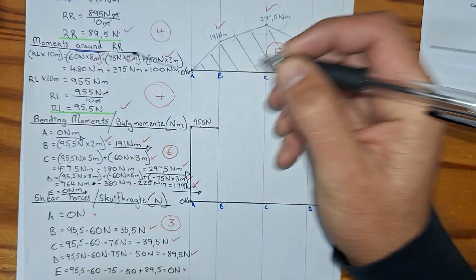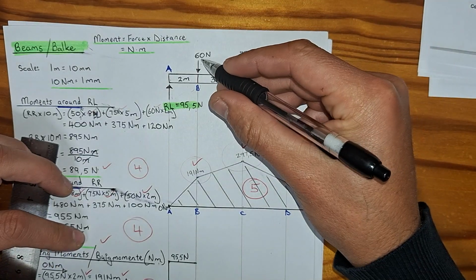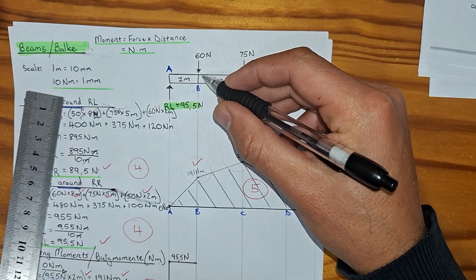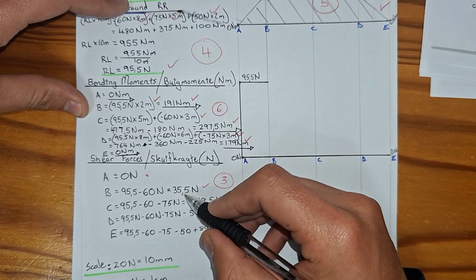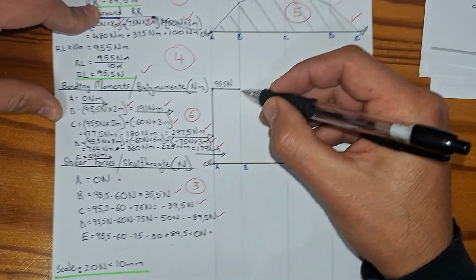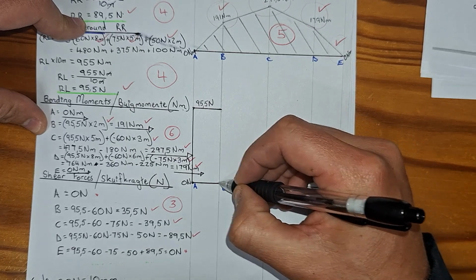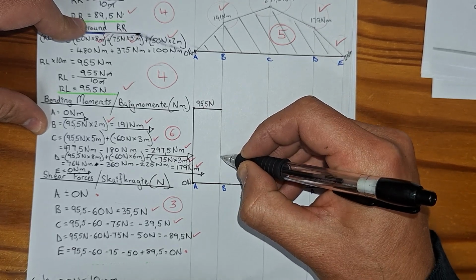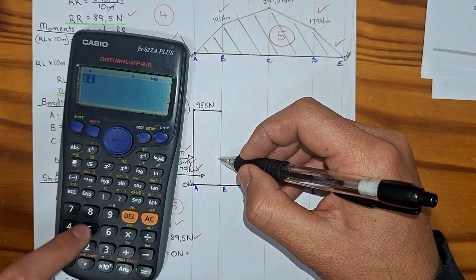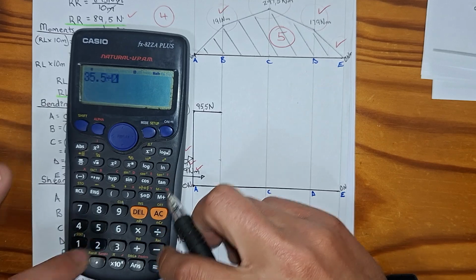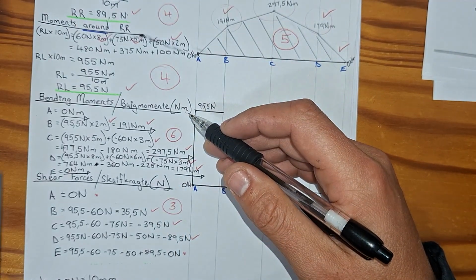95.5 newtons. Then the next one, we have to consider that it goes down 60 newtons. So if we subtract the 60 newtons, we are getting 35.5 newtons. So the distance that it goes down is 60 newtons, but we are supposed to end, if we read it from the 0 newtons line, going up at 35.5 newtons. So we're going to type in over here 35.5 divided by our scale, which is 20, which is 1.775 centimeters.